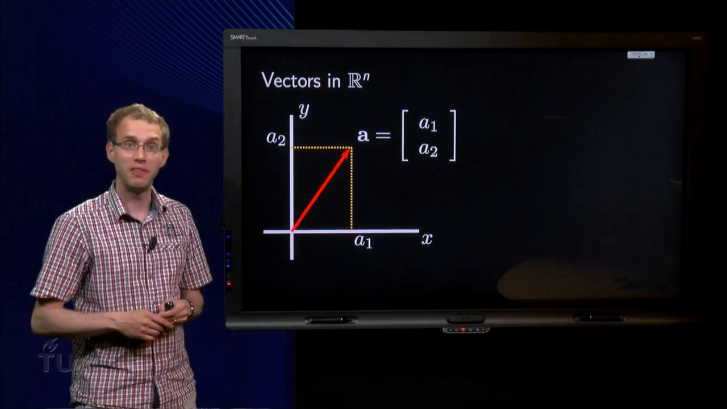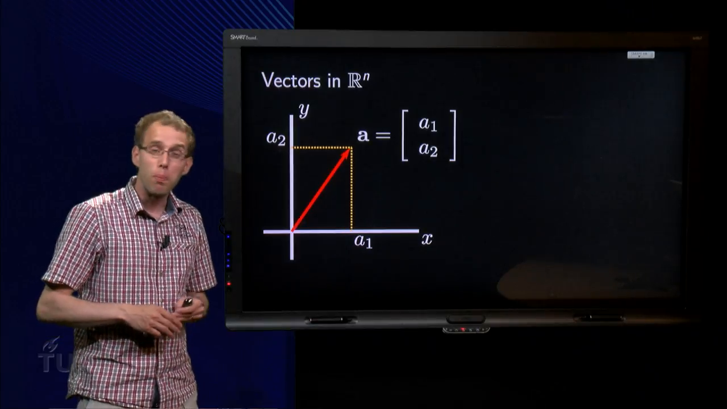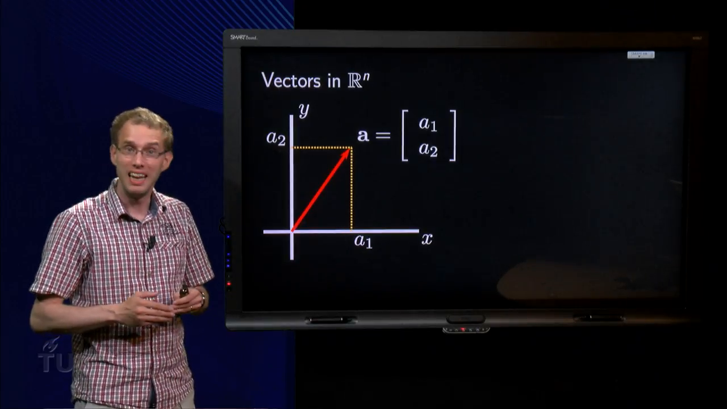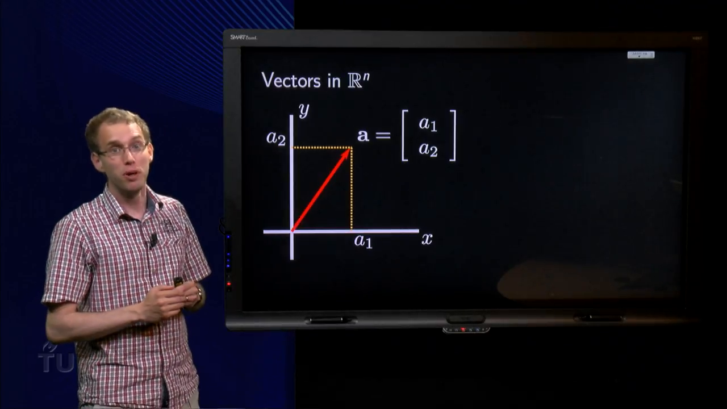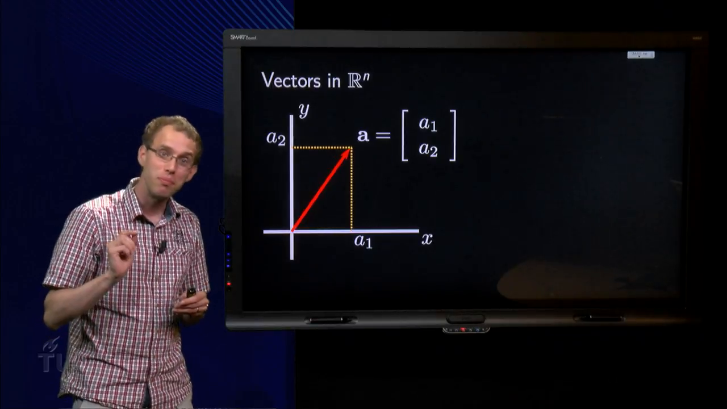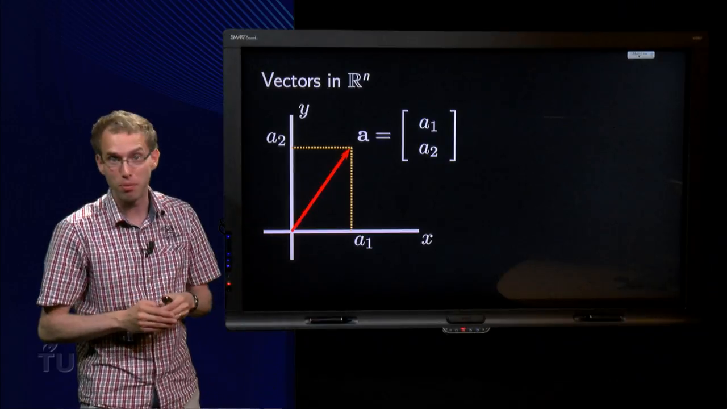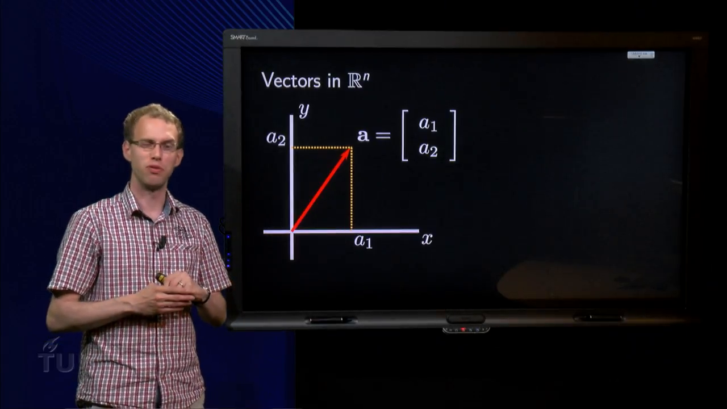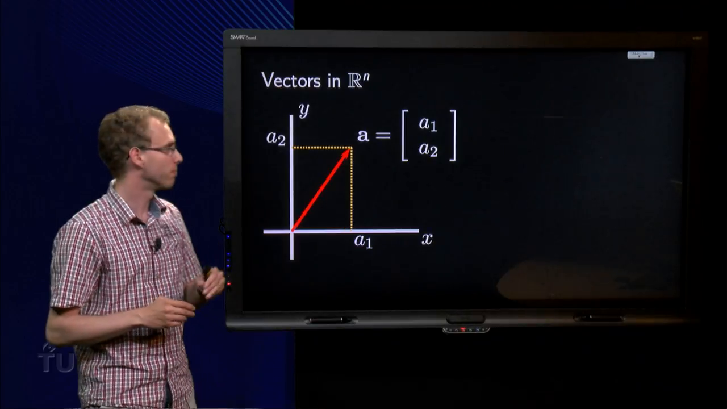Can we have vectors with more than two components? Well, probably we can, because we live in a 3D world. So in order to describe phenomena in real life, we'll need vectors with three components. And it becomes even better. We can make vectors with 4, 5, 6, any number of components. How does that work? Well, that is what you will see in this web lecture.